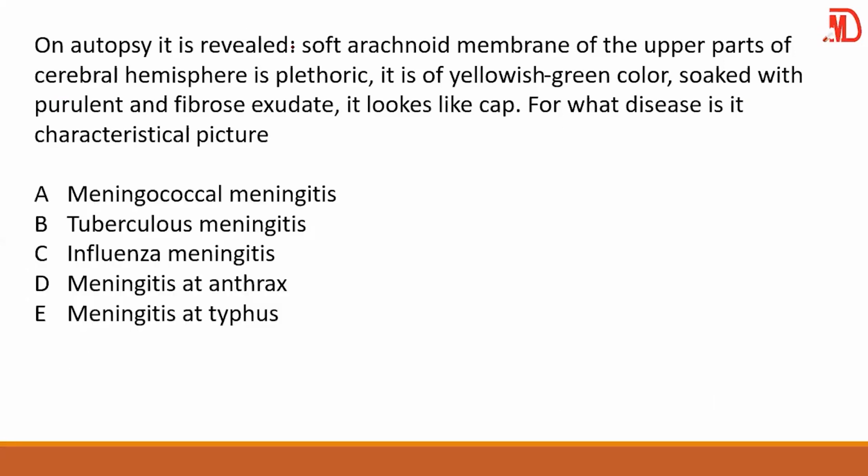We have on autopsy, it was revealed that the arachnoid membrane of the upper part of the cerebral hemisphere is plethoric, yellowish-green in color, soaked with purulent fibrous exudate. So first of all, you know what the arachnoid space is about. That is where you find cerebrospinal fluid. And cerebrospinal fluid is devoid of infections, devoid of plenty of cells.